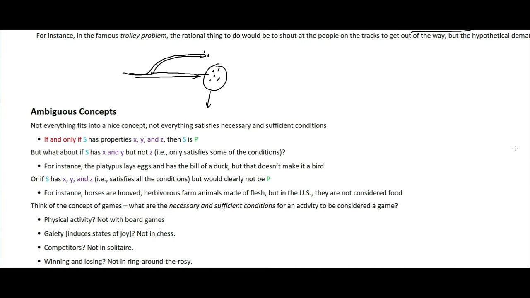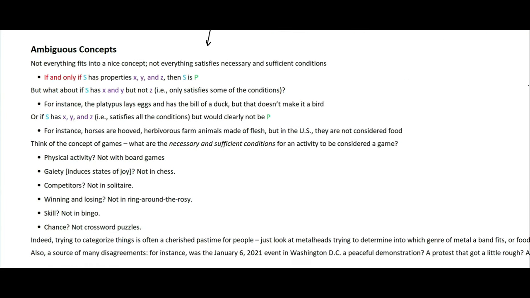And so the third and final thing that Steven Pinker talks about is ambiguous concepts. And so not everything fits into a nice concept. Not everything satisfies necessary and sufficient conditions. And so a necessary and sufficient condition, as I talked about in the video on material conditionals, is: if and only if S has properties X, Y, and Z, then S will be a P. So then S is P.